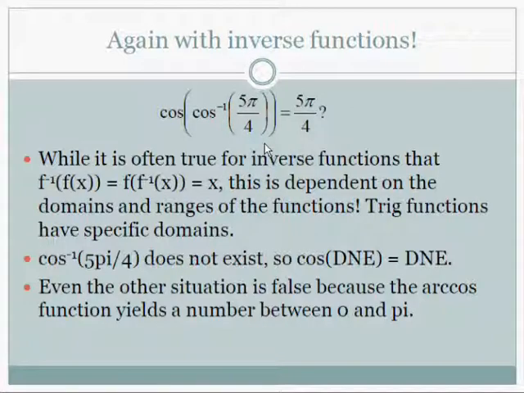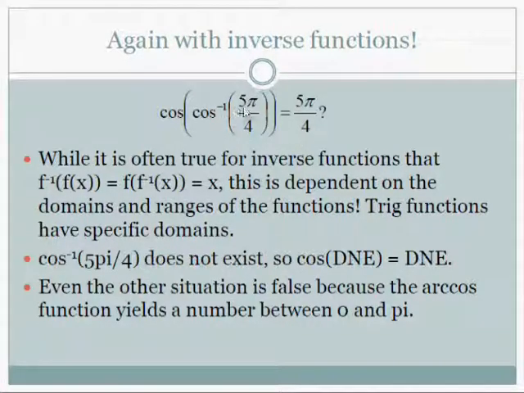On another version of the test, I had 2 different versions. I had also asked a slightly different question, and possibly a little bit harder. I asked if the inverse cosine of the cosine of 5 pi over 4 was equal to 5 pi over 4. And again, in that one, the answer is in fact false, because we have our issues about the unit circle and our domains and ranges for the inverse trig functions.